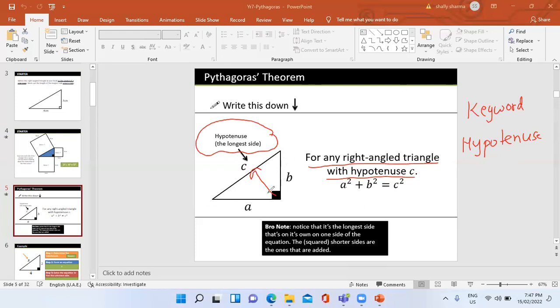So how are these three sides related to each other? We will say C square, the longest side square, is equal to the sum of the squares of the two other sides. Clear? You can use any symbols instead of ABC. You can say PQR also, but mostly we use this. And in mathematics, in geometry, whenever we have to show the sides of a triangle, we always use the small letters A, B, and C. Okay.